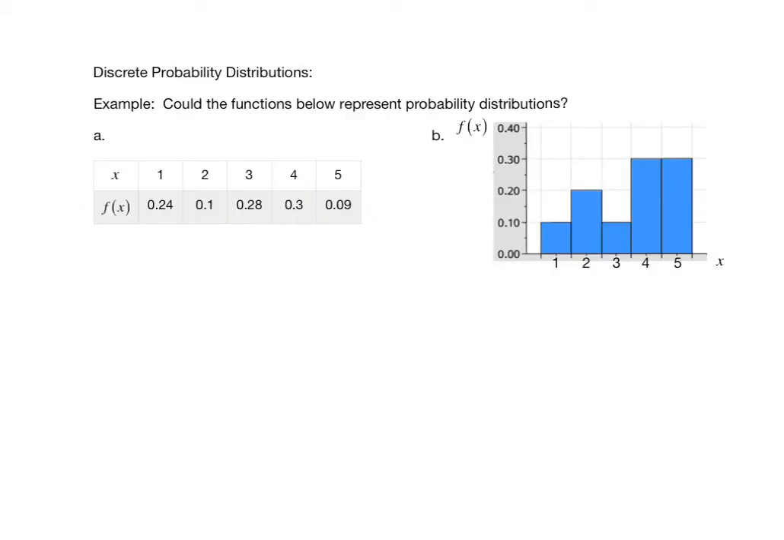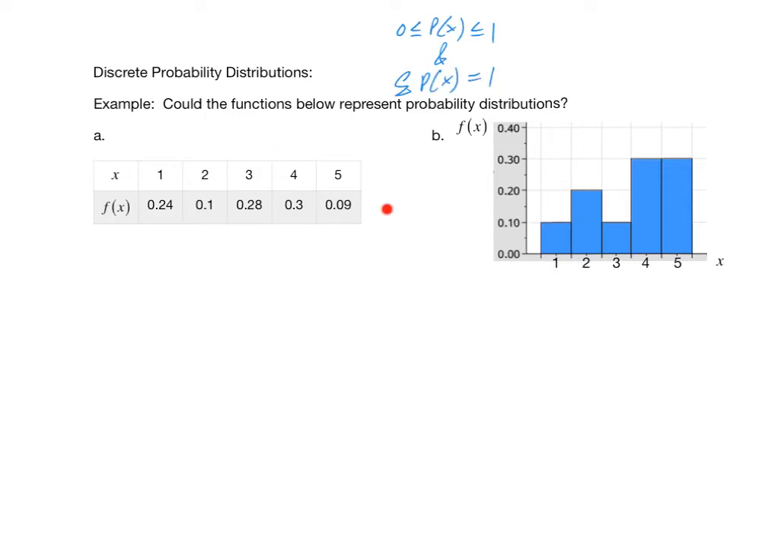Let us take a look at a couple of examples. Let's see if these functions, one here in numeric or tabular form and another here in graphical form, could possibly represent discrete probability distribution functions. And remember, there's two conditions. You must have all p of x values be between 0 and 1 for all x, and the sum of the p of x's has to be exactly 1.